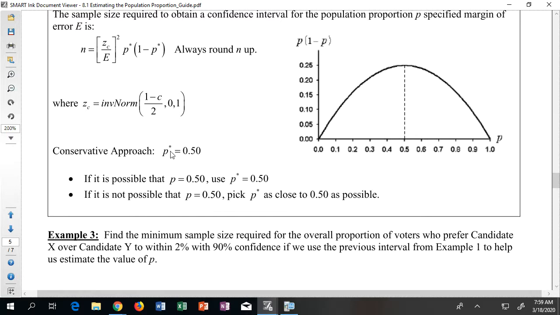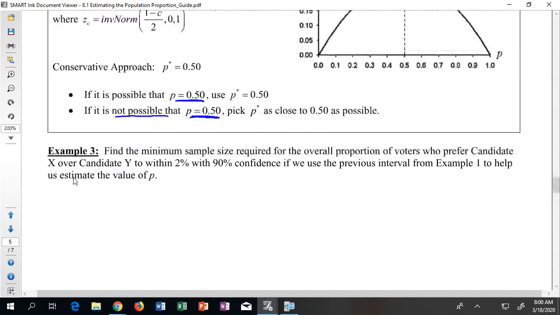Well, the conservative approach is to always just pick P star as 0.5, but we want to be able to be a little bit more accurate than that. Essentially, we'll say the following. If it's possible that the real value of P could be 50%, then we'll pick P star to also be 50%. But if it's not possible that P could be 50%, we'll pick our P star as close to 0.5 as possible. All right, now this can sound a little confusing, but let's take a look at example 3 here and show exactly how we could do this.